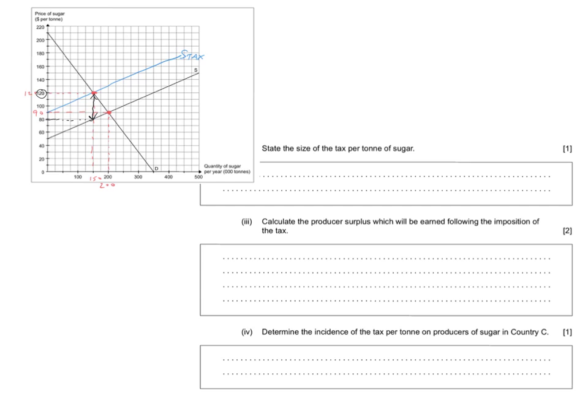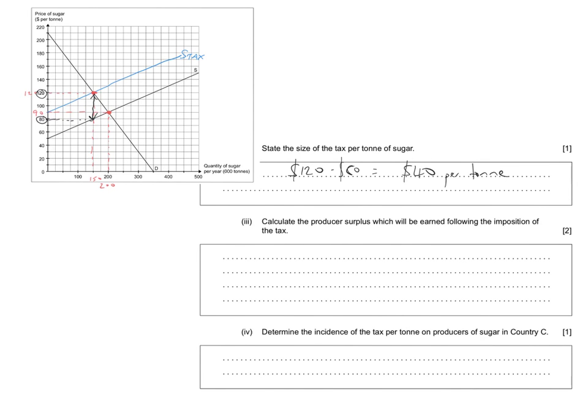So the difference between 120 and 80 gives us that vertical distance. The value of the sugar tax per tonne is 120 minus $80, so that is $40 per tonne.